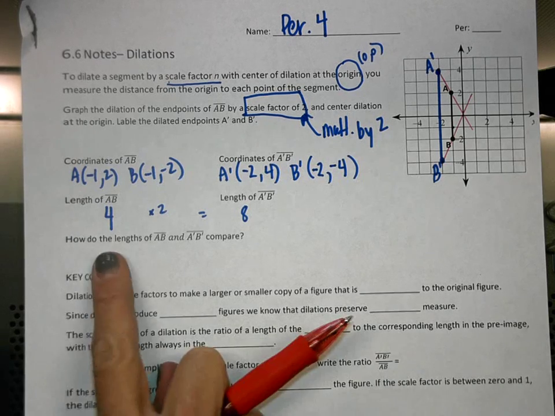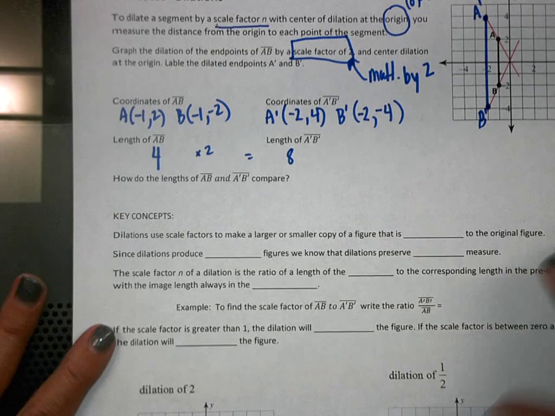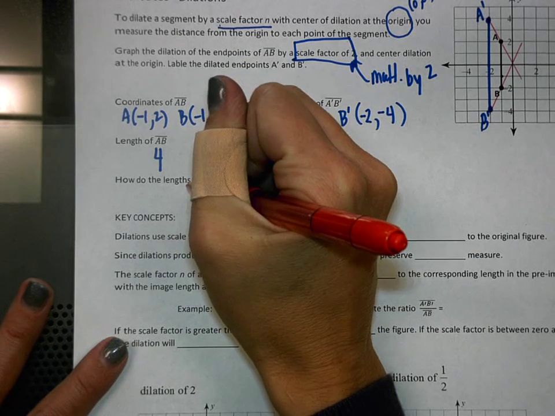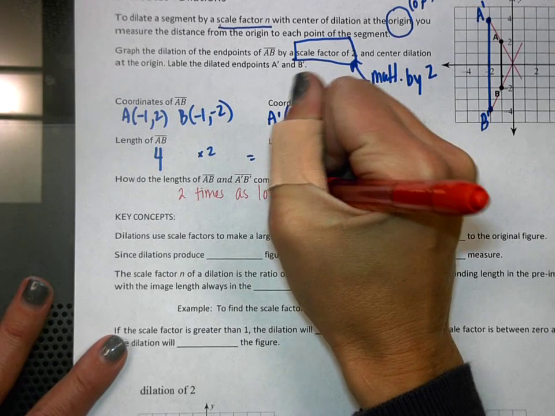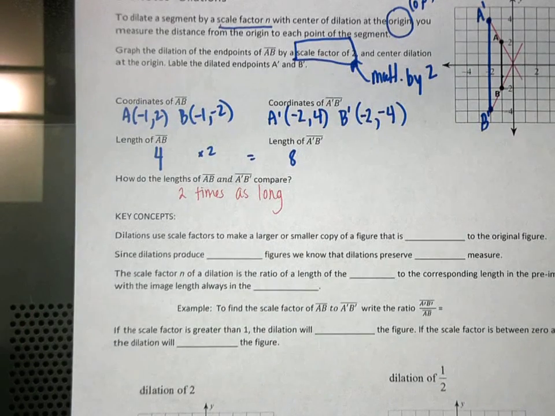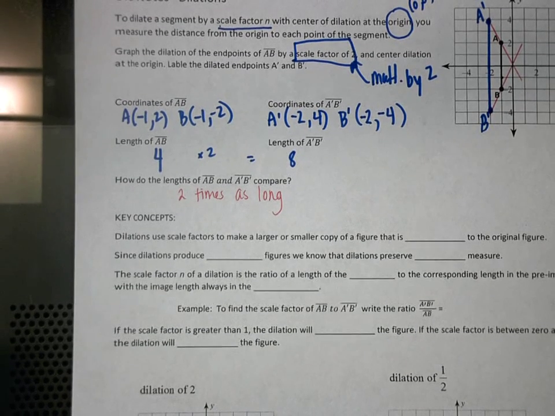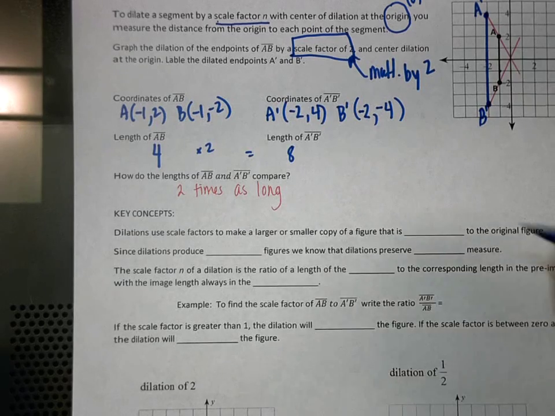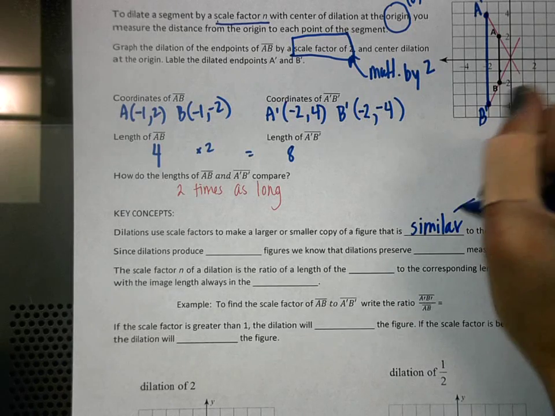So here, how do the lengths of line AB and our prime line compare? 2 times as long, right? However you write that, you don't have to say it the same way as I do. As long as you're saying that one is 2 times as long as the other, that is correct. Key concept: dilations use scale factors to make a larger or smaller copy of a figure that is similar to the original figure. And similar, we know, means what?